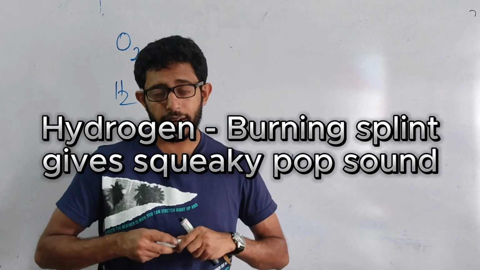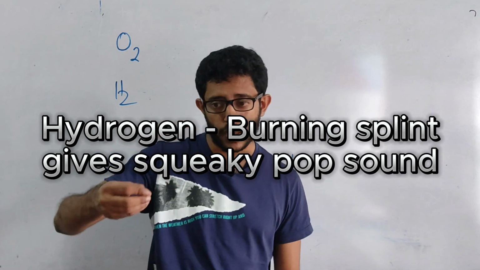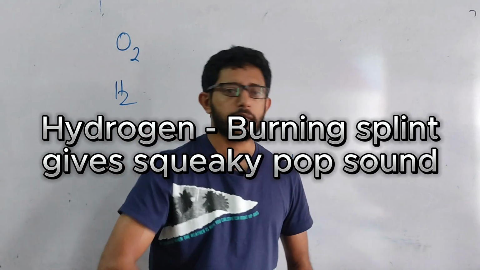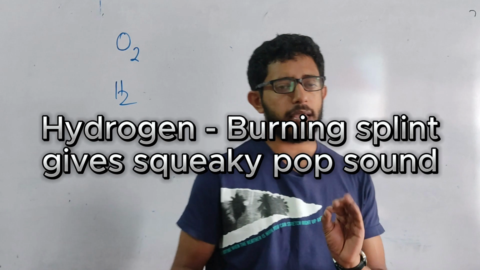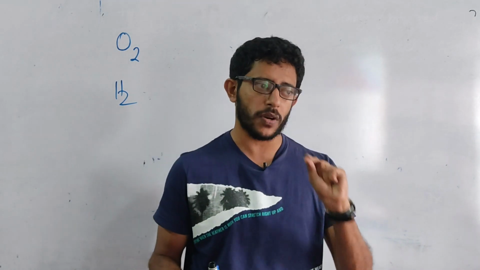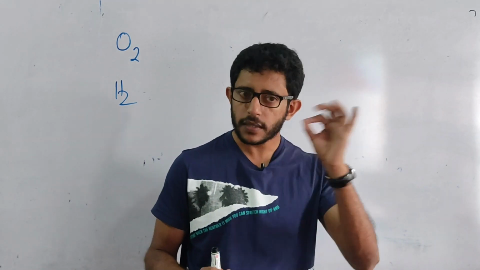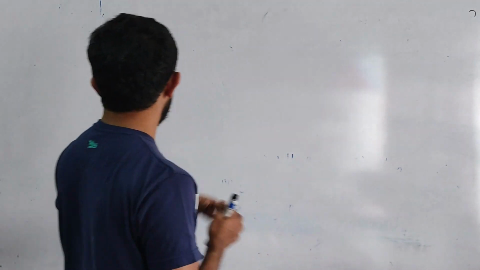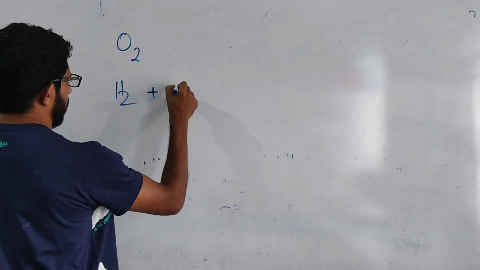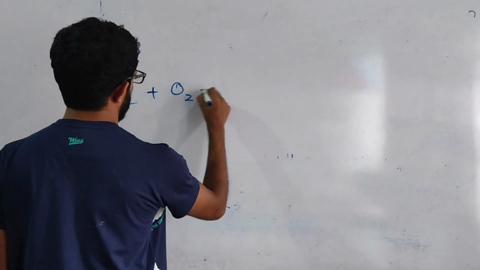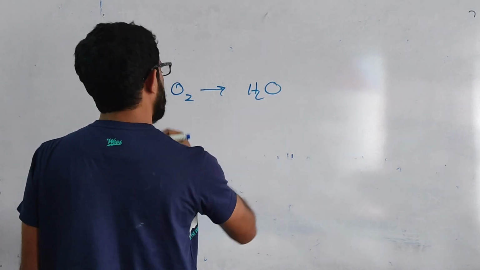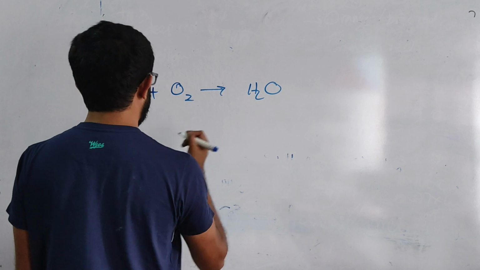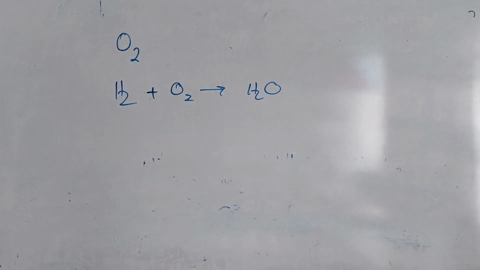So when a burning splint is held towards the gas, we see a squeaky pop sound. That's a hydrogen. So what happened there? Hydrogen reacts with oxygen in the atmosphere to produce water. The reaction is highly exothermic. That's why we get that squeaky pop sound when it burned in air.